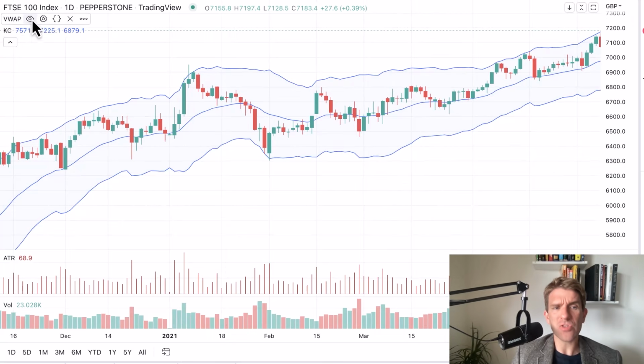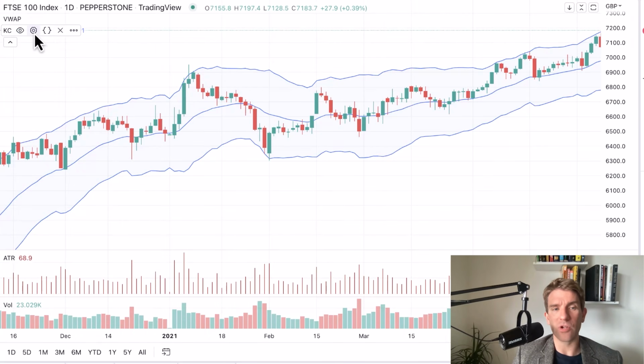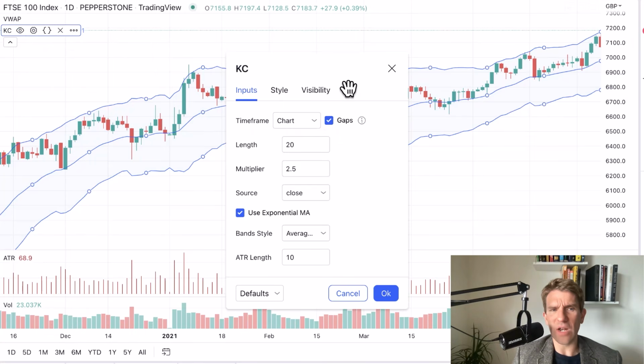Okay, so Keltner channels are available on TradingView. They're available on pretty much all charting platforms. They're slightly different to Bollinger Bands in that they're based on an ATR. So I've got them already loaded on here on a FTSE 100 daily chart, and there are some parameters that you can adjust with it. You can adjust the length. The multiplier is pretty much always set to 2, the default.